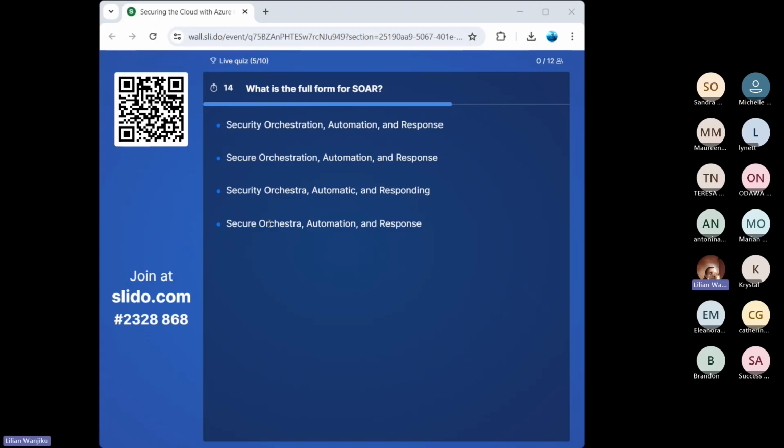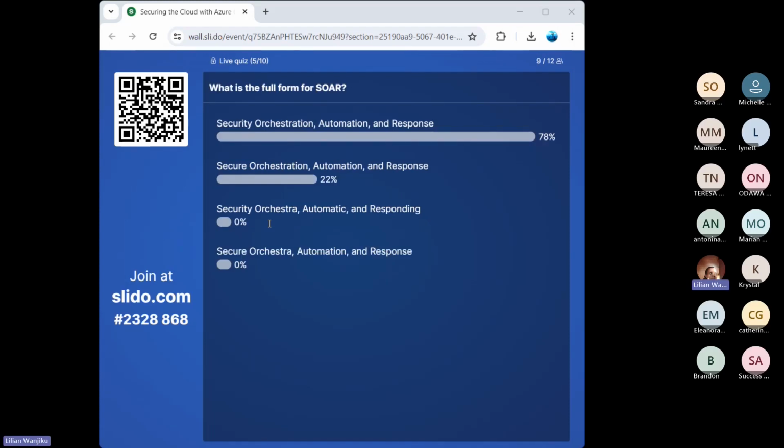We discussed SOAR in Microsoft Sentinel when discussing the different ways Microsoft Sentinel is used. SOAR, and maybe it was SOAR and SIEM. We have security orchestration, automation, and response being selected by 78 of us. The other two weren't selected, and then you have secure orchestration. So this was a trick question. The correct answer is the first one. The full form is security orchestration, automation, and response. So that is something you can also take note of while continuing.